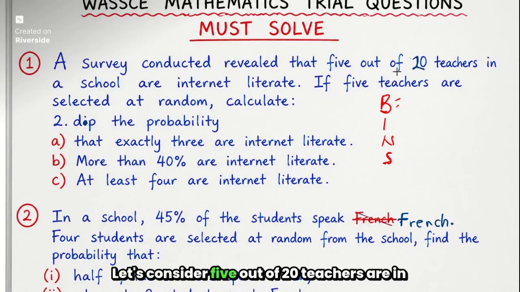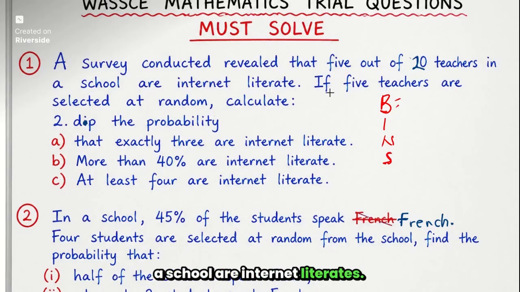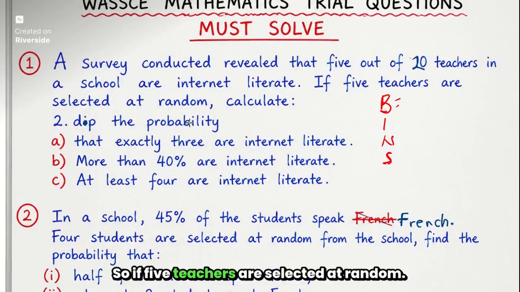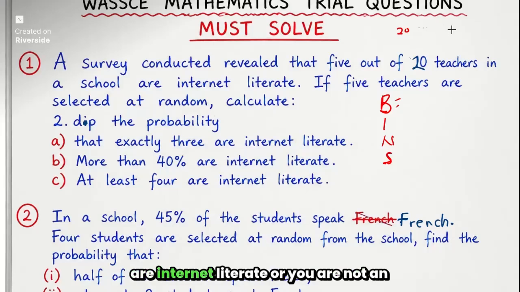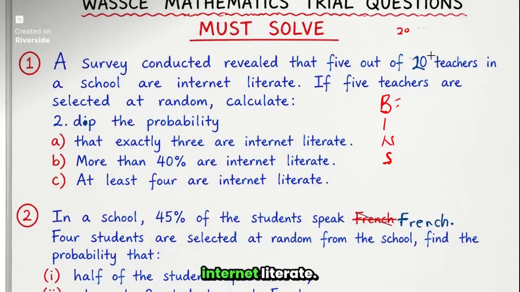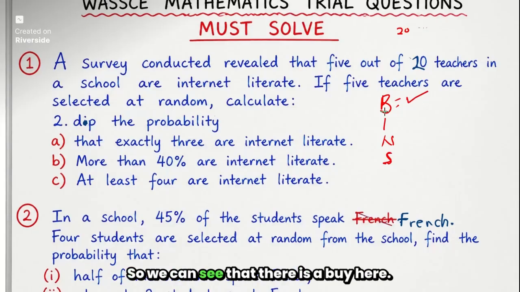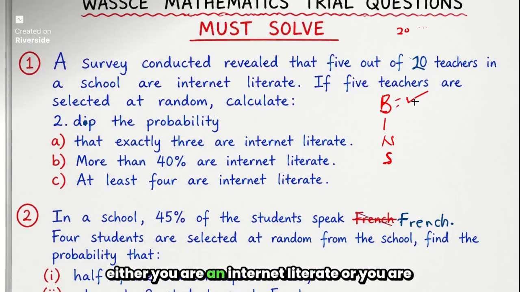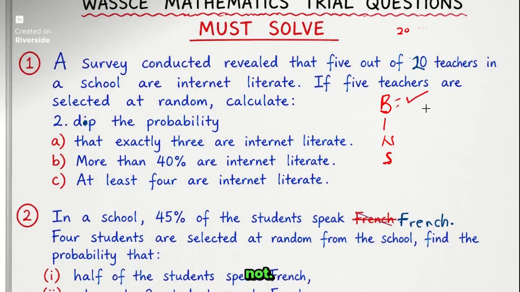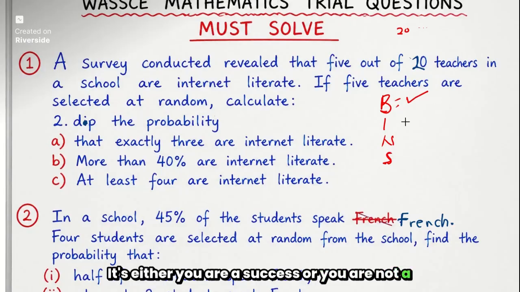Let's consider 5 out of 20 teachers in a school are internet literate. If 5 teachers are selected at random, within this set of 20 teachers, if any teacher is selected, it's either you are internet literate or you are not. So we can say that this is fulfilled. There is a binary outcome here: either you are a success or you are not a success.